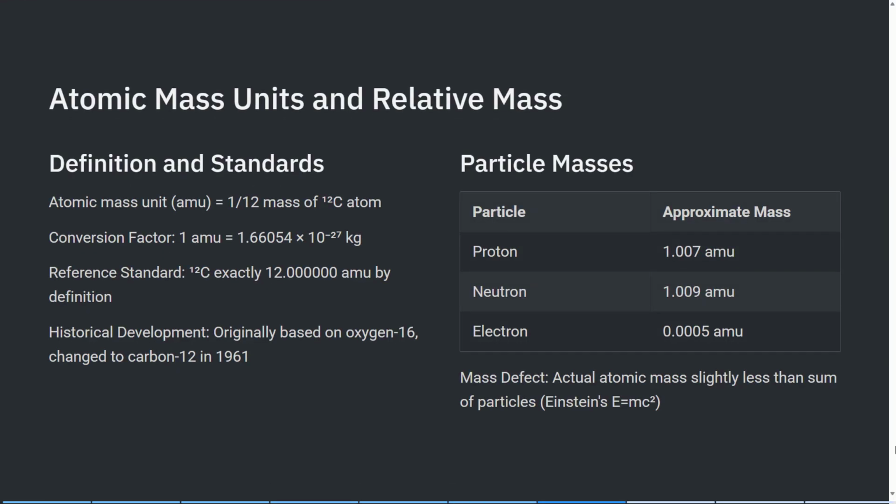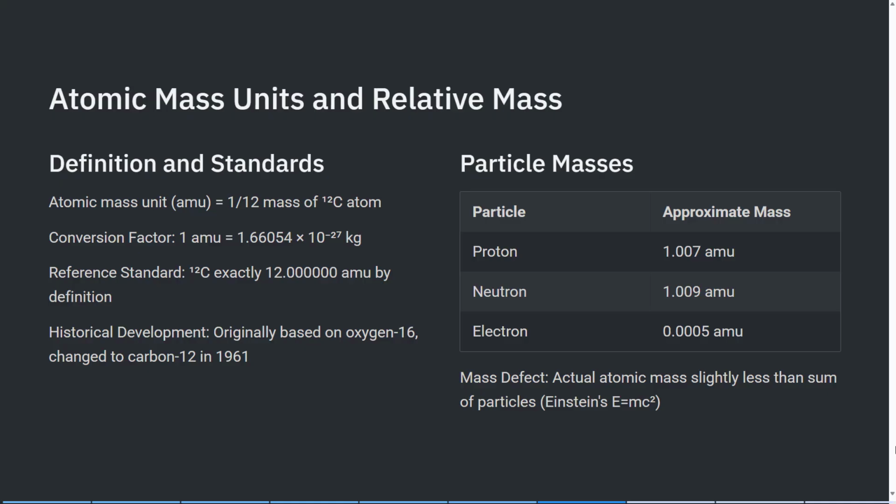Scientists needed a convenient way to express atomic masses, so they created the atomic mass unit, or AMU. One AMU is defined as exactly 1 over 12 the mass of a carbon-12 atom. Here are the approximate masses. Protons weigh about 1.007 AMU, neutrons about 1.009 AMU, and an electron only 0.0005 AMU. Notice that protons and neutrons have nearly identical masses.